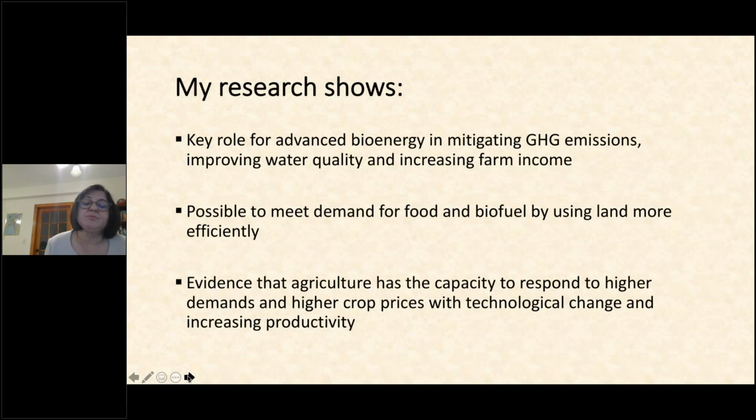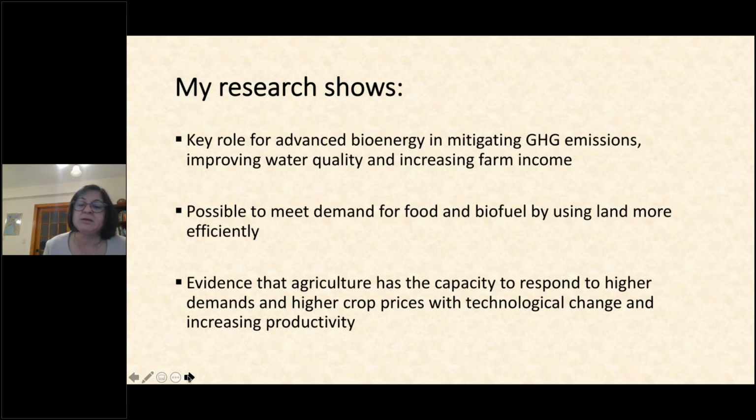So I just want to end with some summary points based on this research and research in general. By economists, there is quite a bit of consensus that advanced bioenergy can mitigate greenhouse gas emissions, improve water quality, and increase farm income. And really what we found now, with over a decade or more of research, is that it is possible to meet the demand for food and biofuel by using land more efficiently. And most importantly, there is evidence that agriculture has the capacity to respond to higher demands.